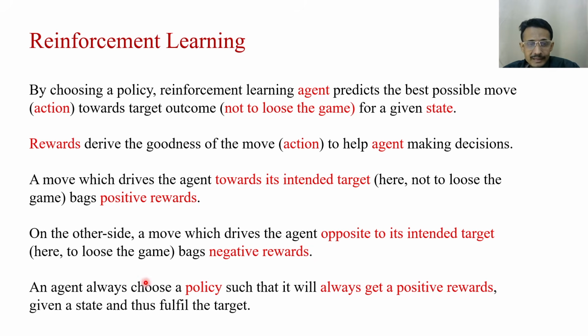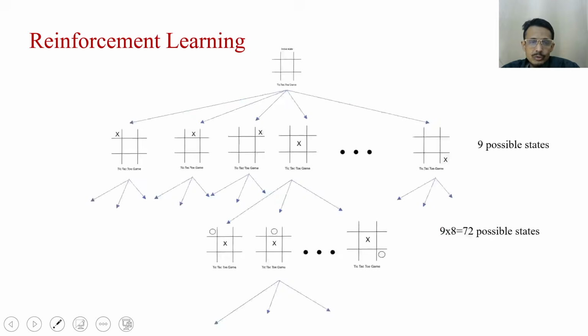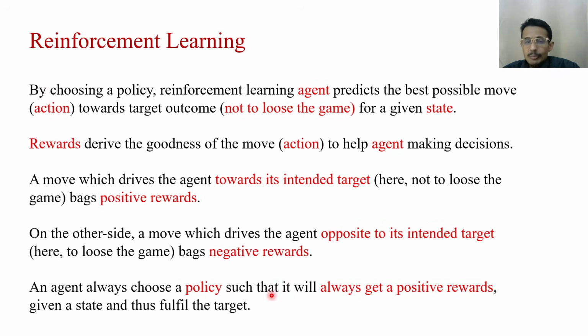So what is the basic tendency or basic learning strategy? An agent always chooses a policy such that it will always get positive rewards, and that's why the sentence says in order to maximize the cumulative reward. The idea is that the agent always chooses a policy that gets positive rewards given a state, and thus will fulfill the target. So this is very briefly the idea of reinforcement learning.